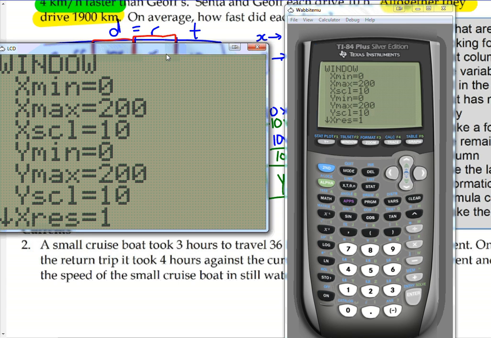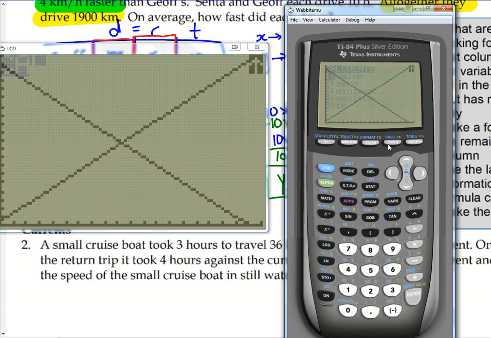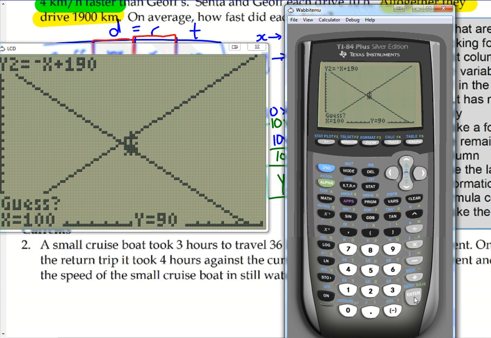Okay, graph it. What are we looking for? Intersection, right? If I ask you what the solution is, the solution to a system is the intersection point. Some of you were asking about that yesterday. What's the solution? We've been doing that this whole time. Okay, second trace, 5. Enter, enter, enter.